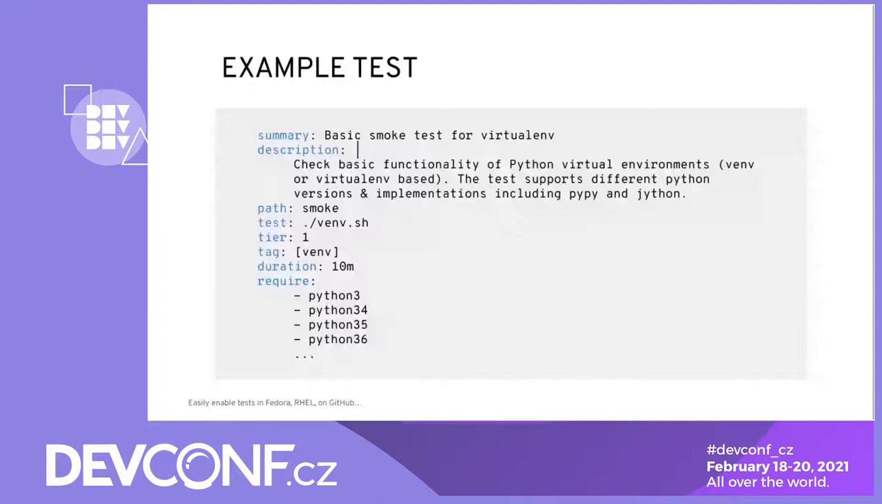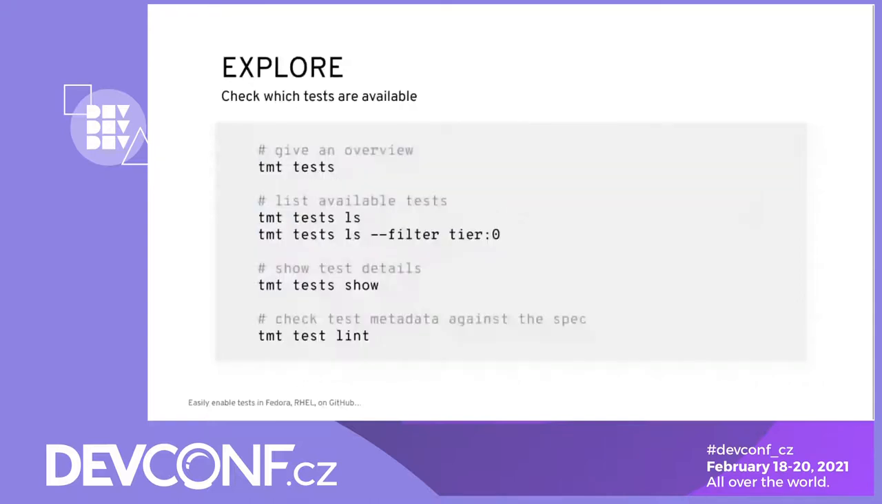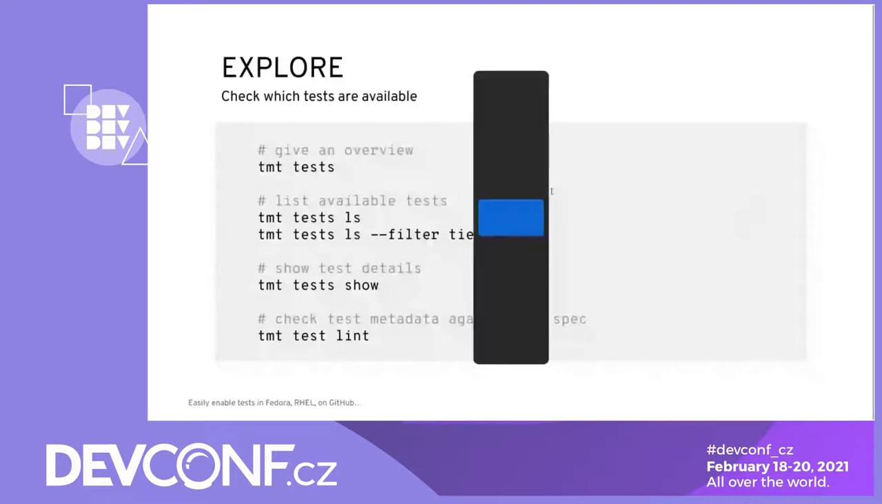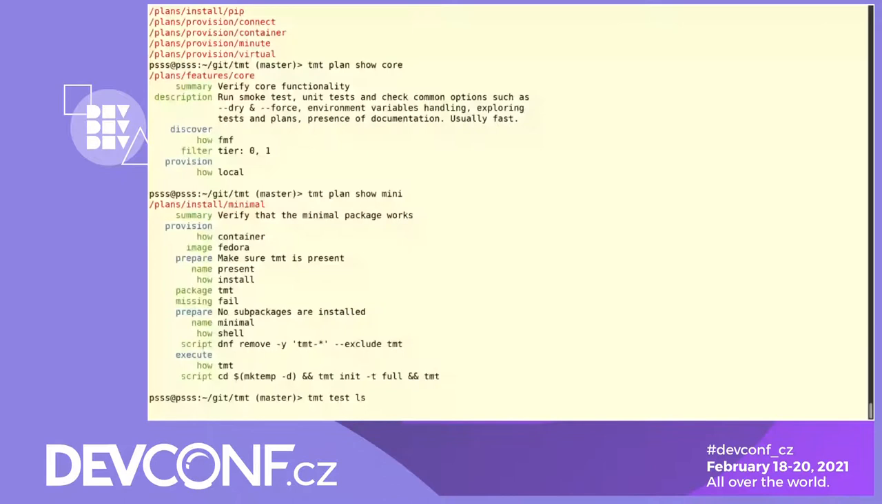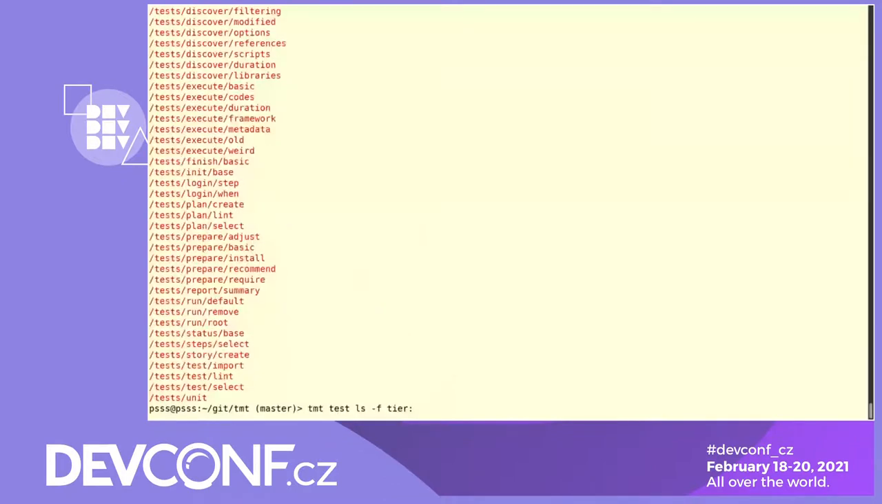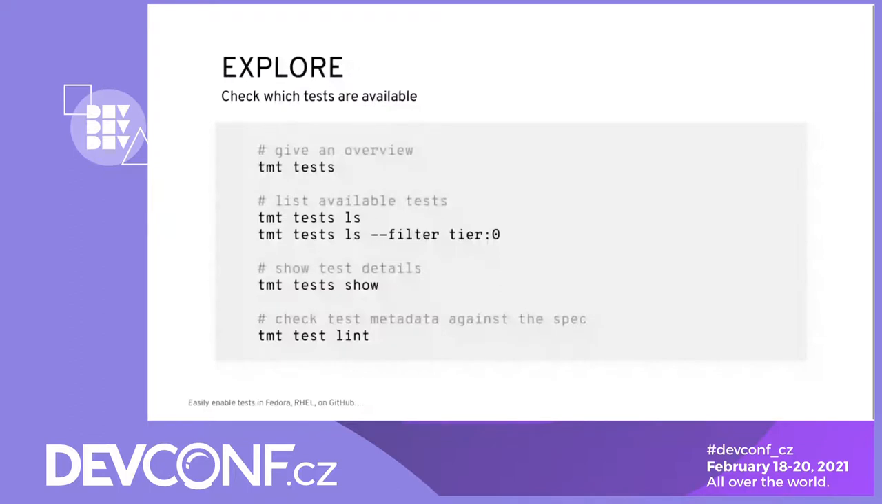You want the duration, required packages, and that's it. Nothing more. Again, tests: the tmt test list. You can filter, for example, only tier one tests and do such stuff. So that's for tests, test show, of course. And tmt test lint can check whether the metadata are well set. It has some basic functionalities for now, but we want to extend it.